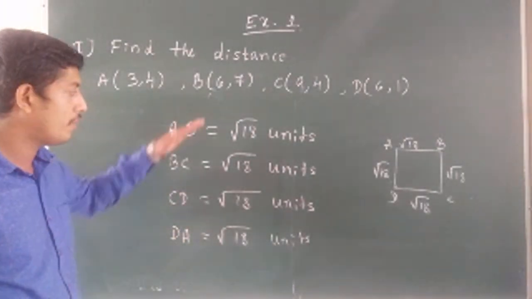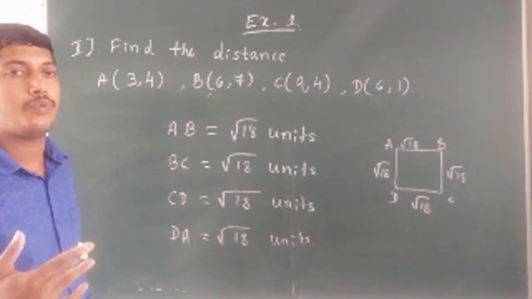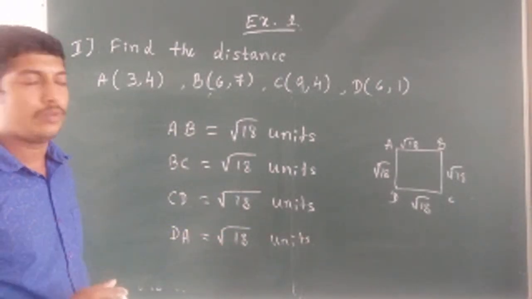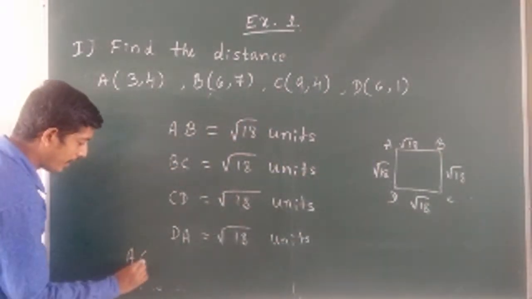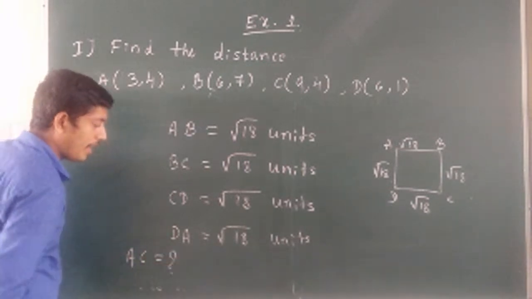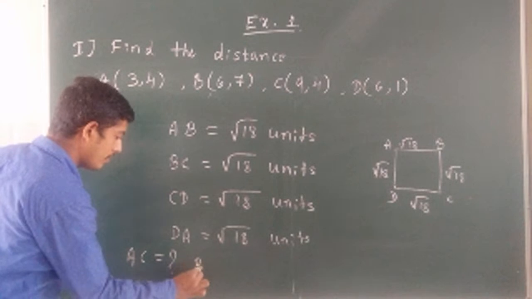After that, if we get all the sides as equal, then what we have to do is find out the diagonal values. Diagonal means here AC is one diagonal. So what we have to find out now is AC. And similarly we have to find out BD.